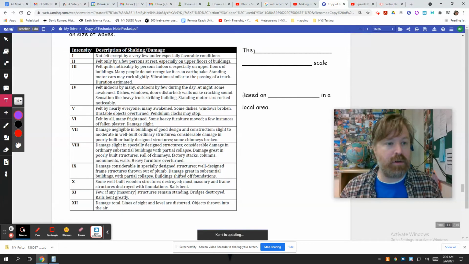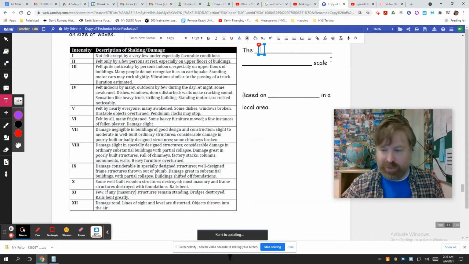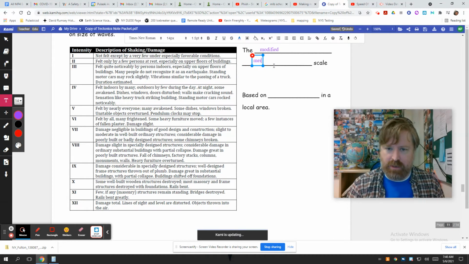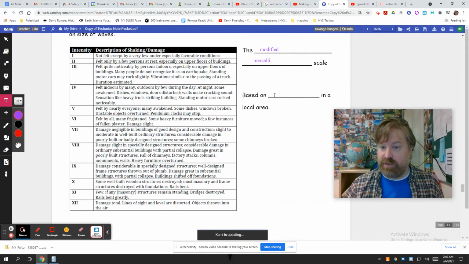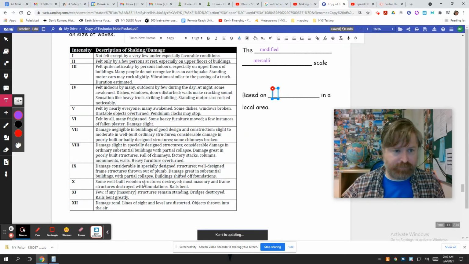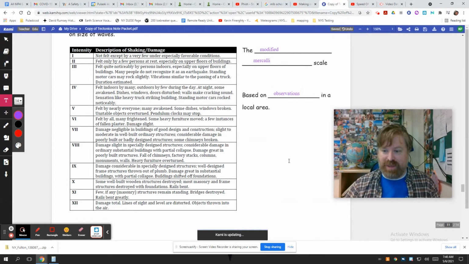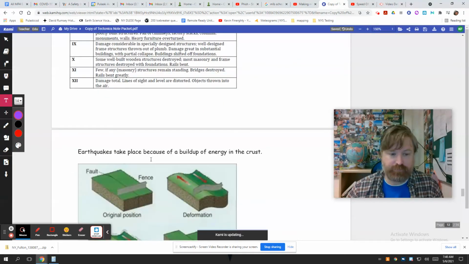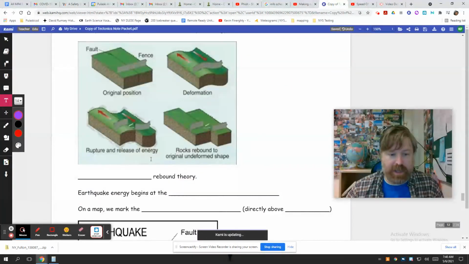Versus this guy, which we call, and I don't think you'd have to pull these names out, modified Mercalli. And what these are, this is more, Reed, what do you see here? This one's actually scanned out of our Regents too. These are more based on observations in a local area. Nothing mathematical to say that the wave was this big. More, how did it impact your local area?